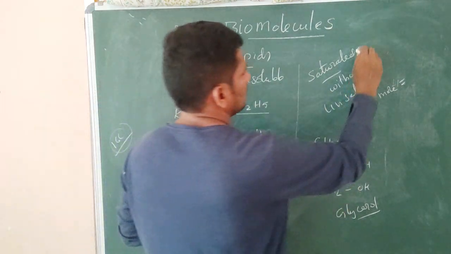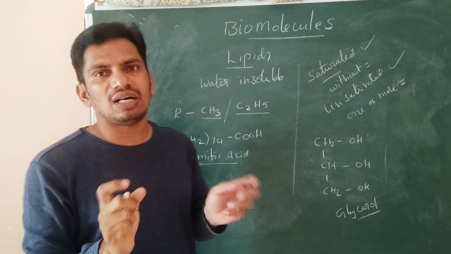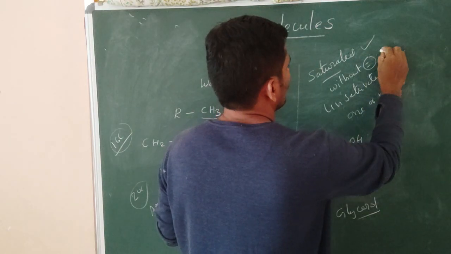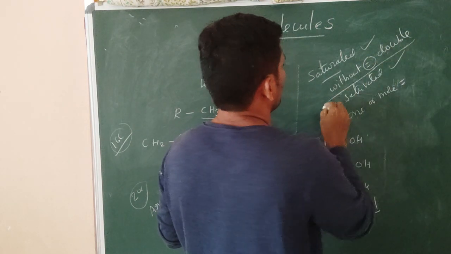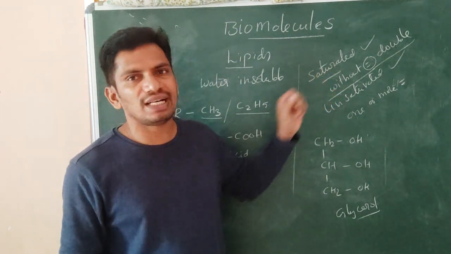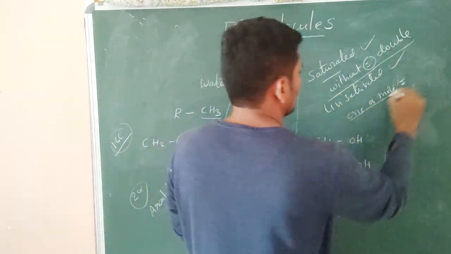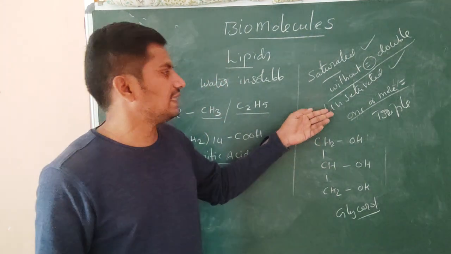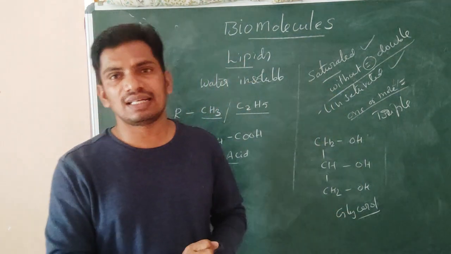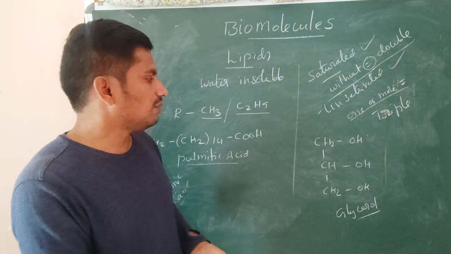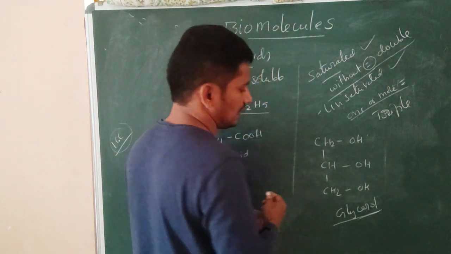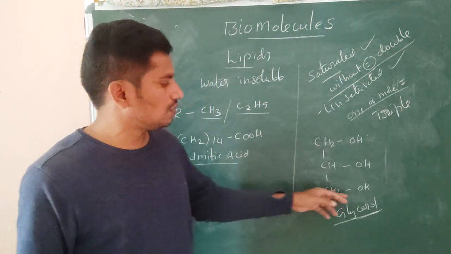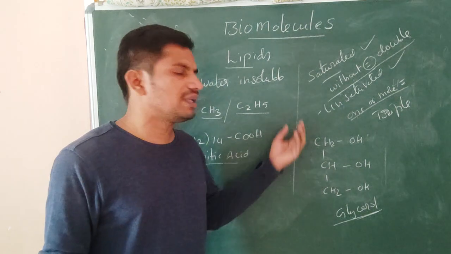Based on their nature, they are saturated or unsaturated, depending on how carbon binds with the other carbon. If there is no double bond, we call that fatty acid a saturated fatty acid. If it has one or more double bonds, we call that fatty acid an unsaturated fatty acid. And the simple one is glycerol, CH2OH, CH2OH. Compound and derived ones are also there.